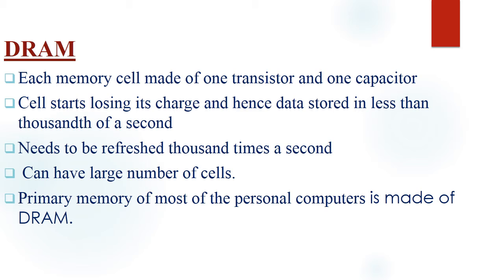DRAM. Each memory cell is made of one transistor and one capacitor. The cell starts losing its charge the moment the data is stored there. So we have to keep passing the charge and refreshing the memory, so that the data value is stored there till it is deleted. It can have a large number of cells, and primary memory of most personal computers is made of DRAM because we have a large amount of data.